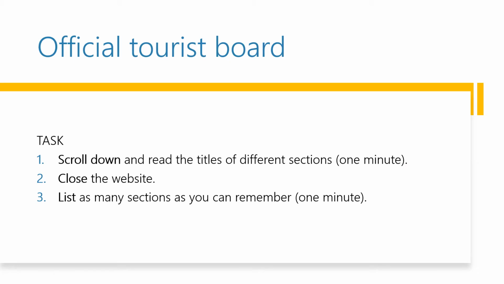When you open this website, you have 3 tasks. One is to scroll down and read the titles of different sections, and you will have 1 minute to do that. Then you need to close the website and then list as many sections as you can remember again in 1 minute. Use your notebook and your pen, and you will have a timer set to 60 seconds for each task. So first go to the website visitlondon.com, and when you are ready, let's go.